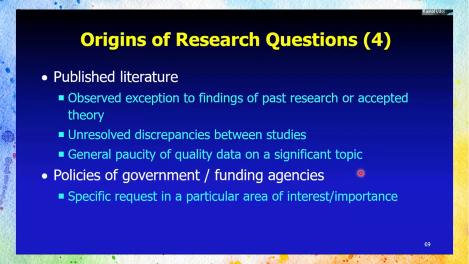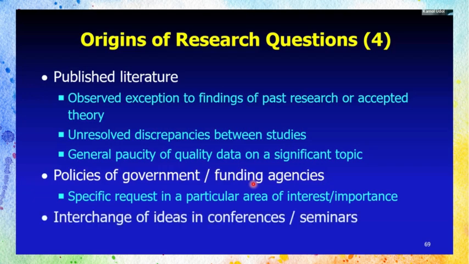A research question can originate from policies of government or funding agencies. For example, if the government considers that people are aging, the country is going into an aging society, so aging is important, and the government wants to give funding for research regarding aging. And that would be the origin of your research question. A specific request in a particular area of interest by the government or funding agency.